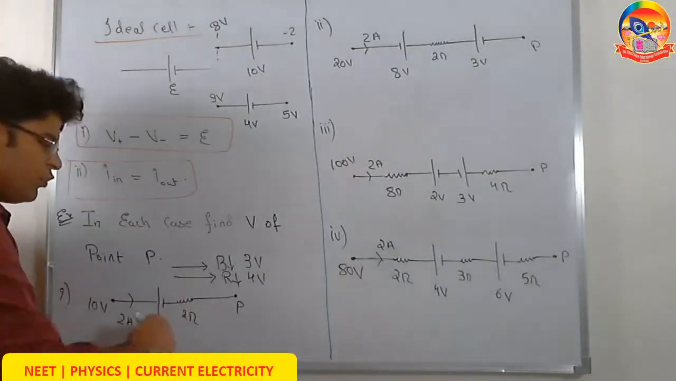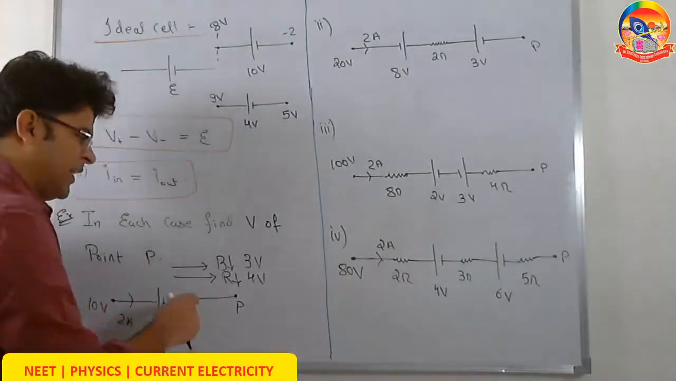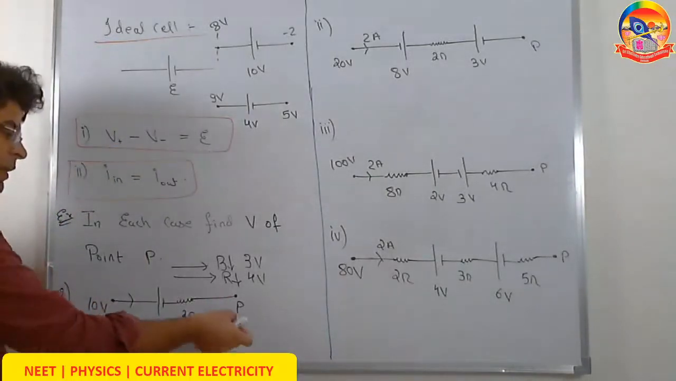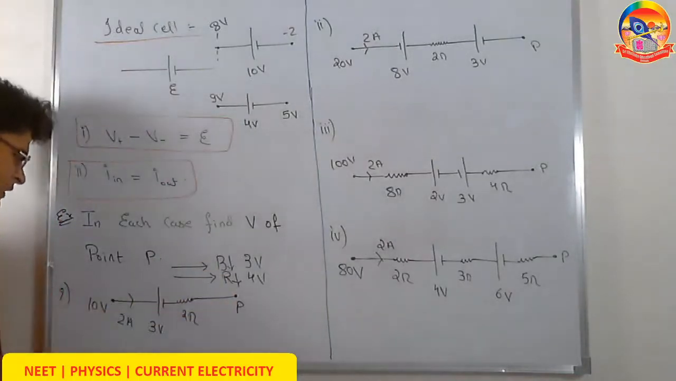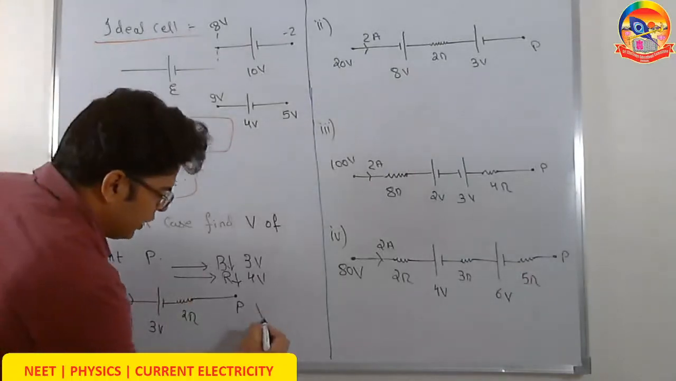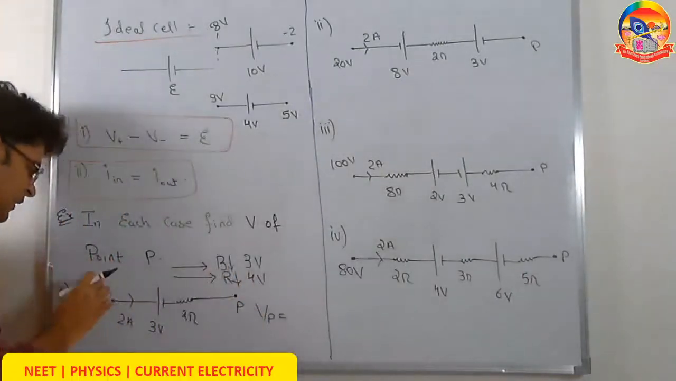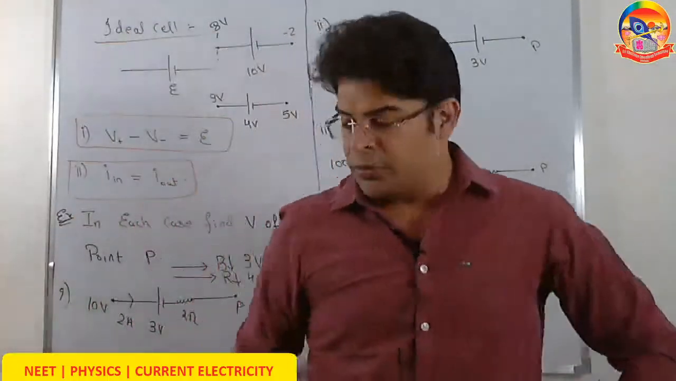So going from left to right, the potential because of the battery decreases by 3. The potential because of the resistor decreases by 4. So going from here till point P, the overall potential decreases by 7. If the potential decreases by 7 and on the left-hand side the potential is 10, what has to be the potential at point P? The potential at point P has to be 7 less than the potential here, that will be 3 volt. Let's try one more question.